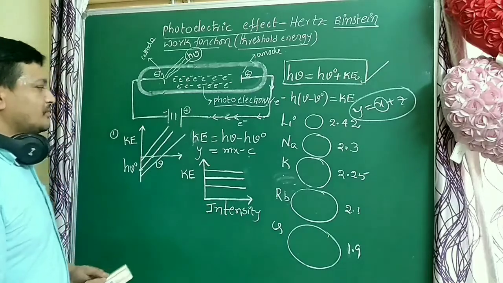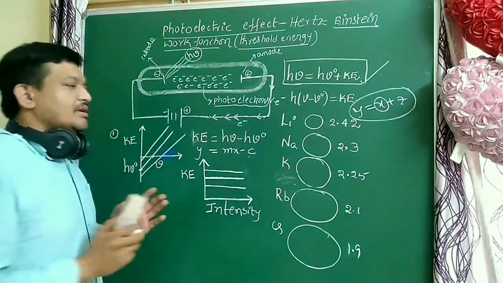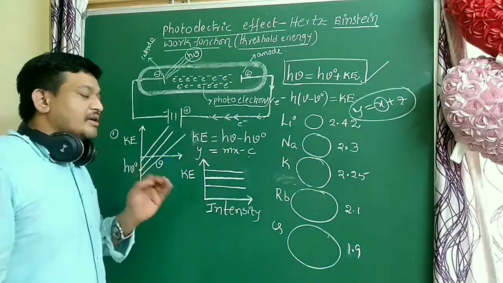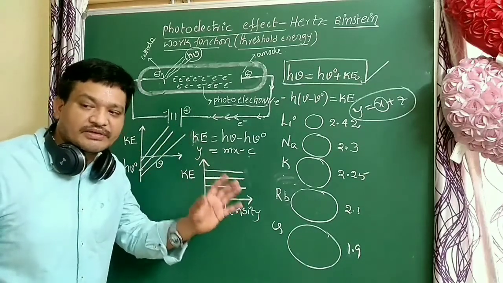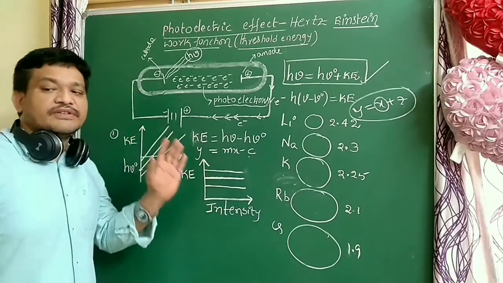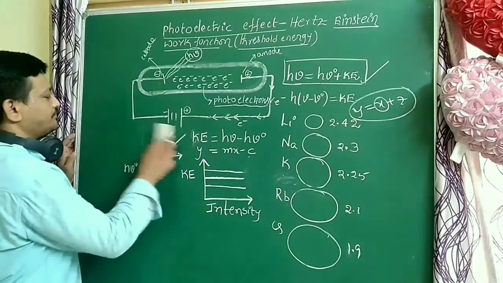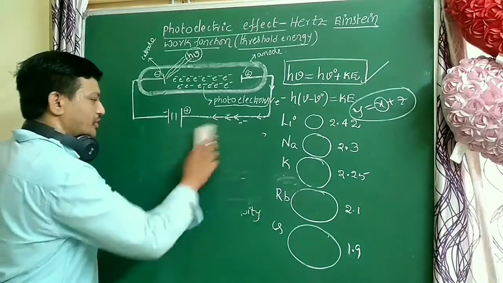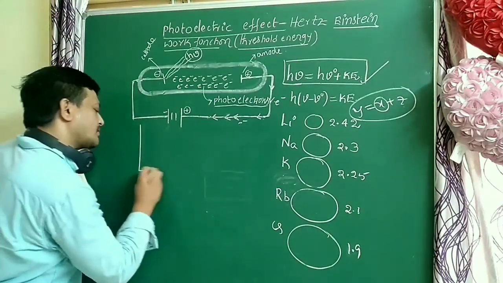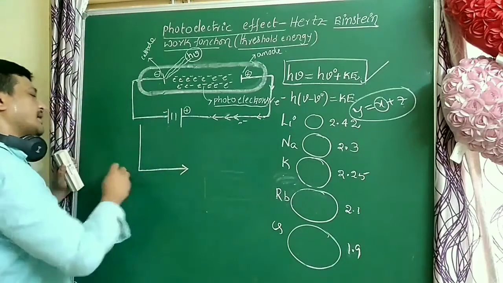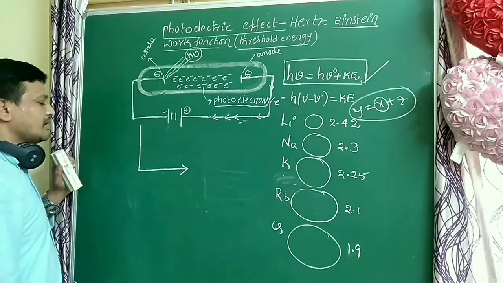Next, the number of photoelectrons, the number of electrons emitted from the metal surface, depends on the intensity of the radiation, but does not depend on the frequency of the radiation. That is very, very important, students. I will explain now. Two more graphs are there. The photoelectric current depends on intensity.